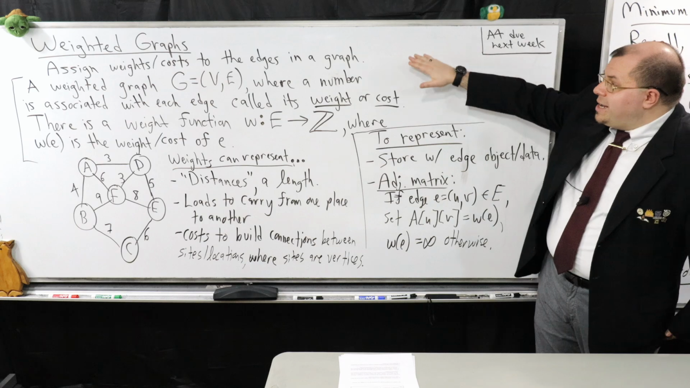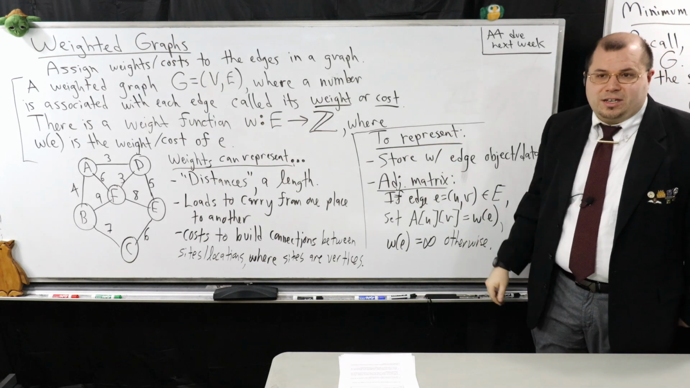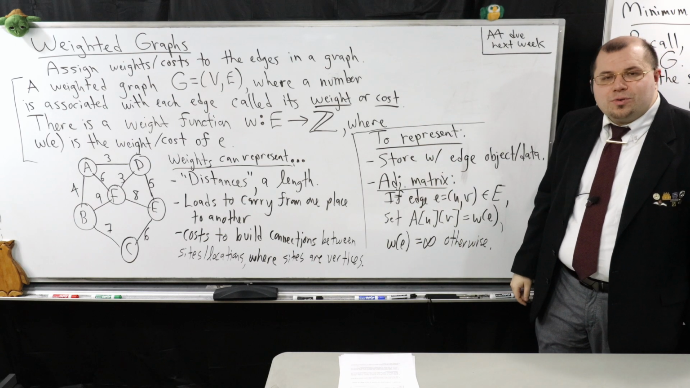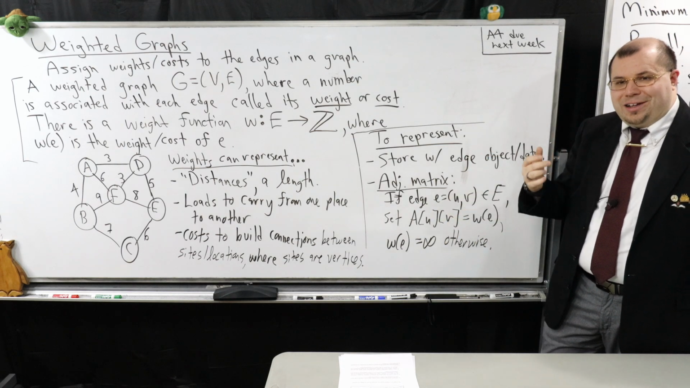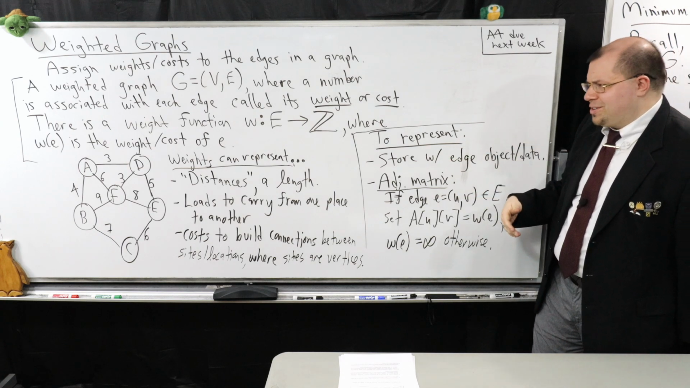But here's the idea in a weighted graph. All I'm going to do is assign weights and costs to the edges in the graph. For our graph, I'm just going to assume that there's a number associated with each edge, which I'm going to call its weight or cost, depending on its context. I'll usually use the name weight, but cost also works.